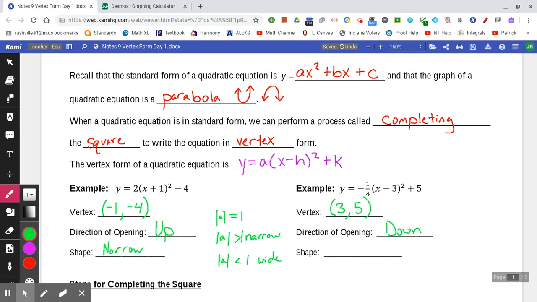And again, the reason why I said that this opens down is because in front of the parentheses, we have a negative 1/4, and that negative means the graph is opening down. Since the absolute value of negative 1/4 is 1/4, that number is less than 1. That means that this graph would be wider than your parent graph of y equals x squared.